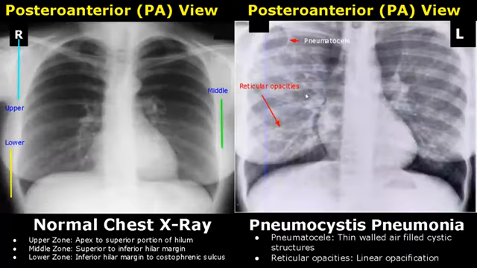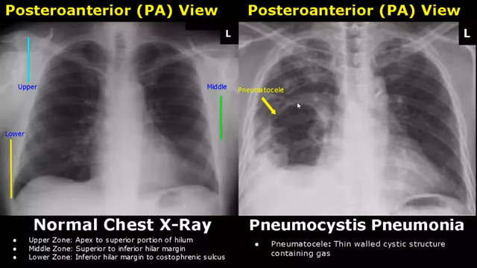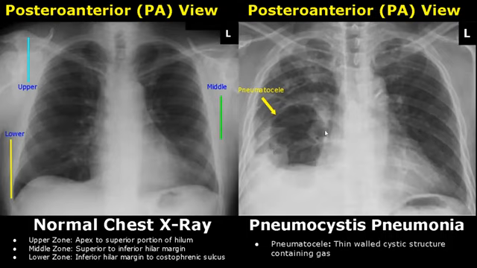Pneumocystis pneumonia is an atypical pneumonia. Usually it presents with pneumatoceles, which are thin-walled, air-filled cystic structures seen within lung parenchyma. Linear opacities can also be found. They are called reticular opacities. These bright lines are reticular opacities. Here we got an image of pneumocystis pneumonia with a large pneumatocele in the right middle and lower zones.